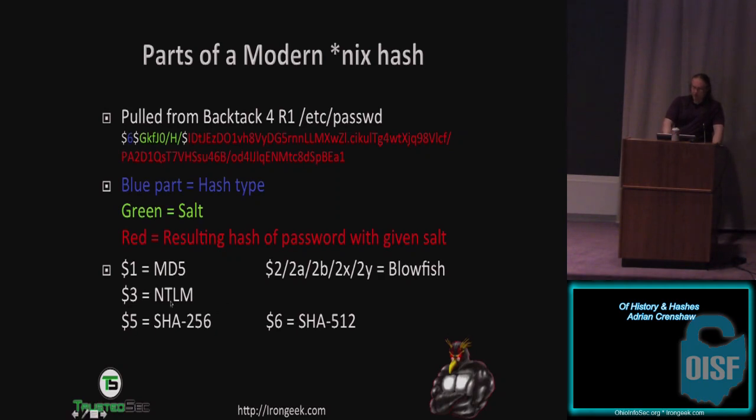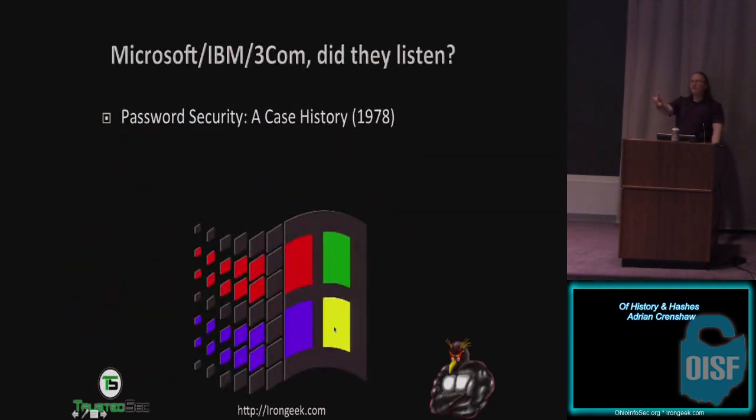And you see there's a whole bunch of different algorithms, but most modern systems I've seen, at least as far as Linux is concerned, seem to be SHA-512. I list some other common ones for different Unix variants in the article.